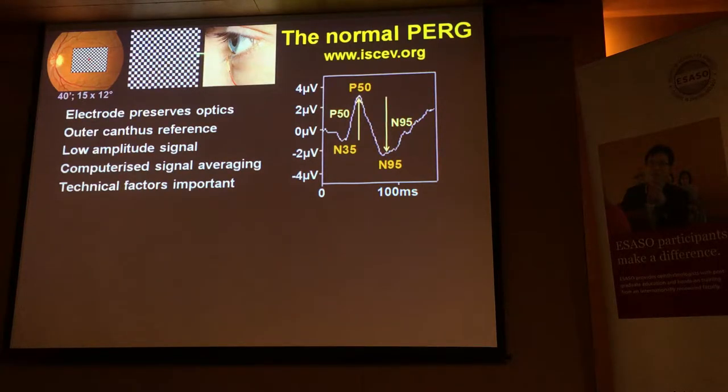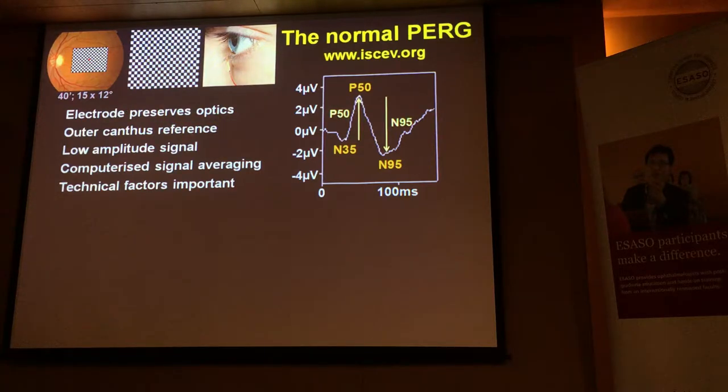First is with a pattern ERG, and now you see why you need electrodes which spare the optics of the eye. Because the patient is looking at a structured stimulus, they need to be refracted, and they need to be able to see without a horrible distorting contact lens placed in front of them. That's why you need electrodes like this, which allow the optical pathway to be completely unimpaired. So the electrode must preserve the optics.